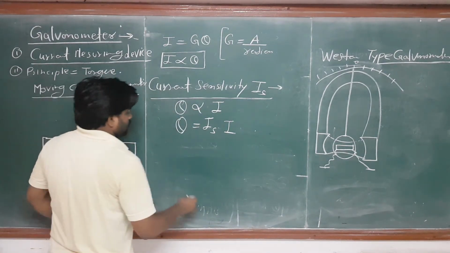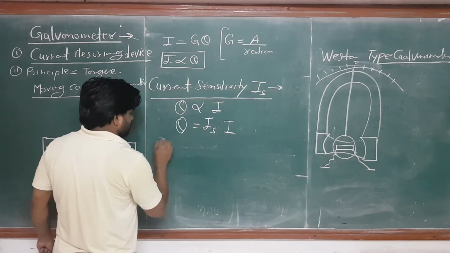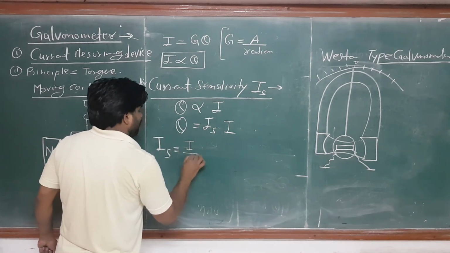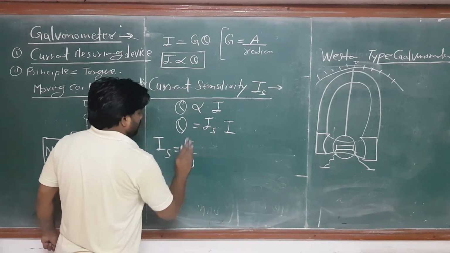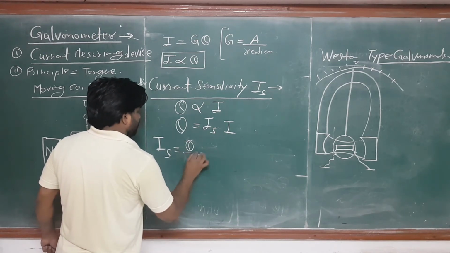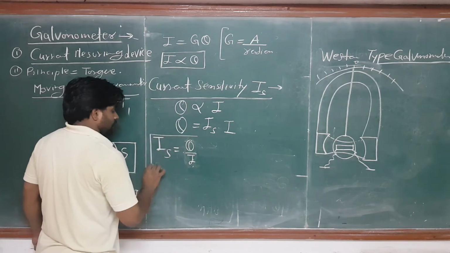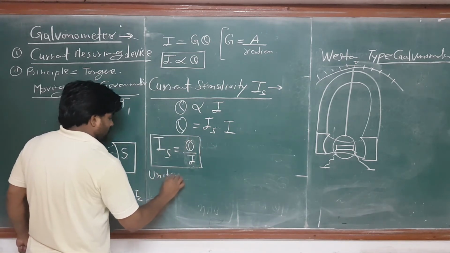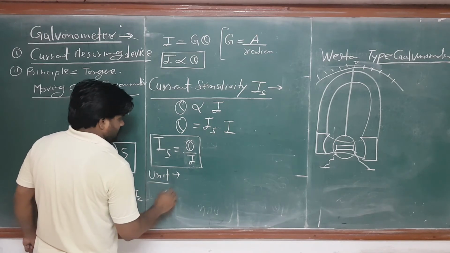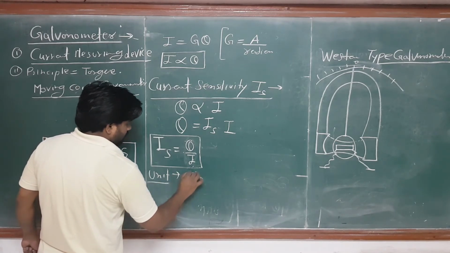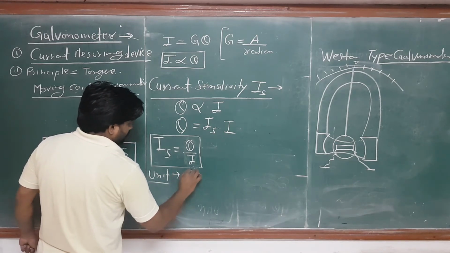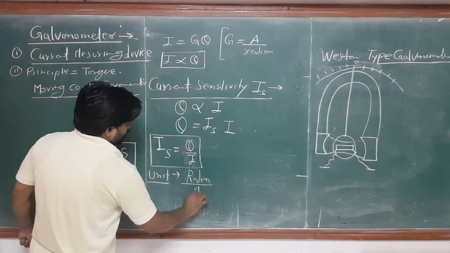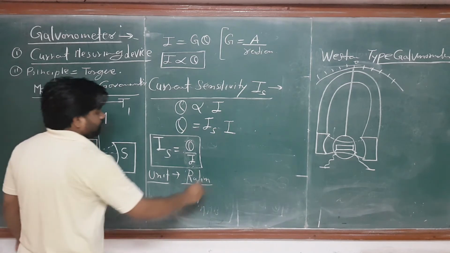So Is is equal to theta by I. This is called the current sensitivity. Unit: what will the unit of theta by I be? Radian per ampere. Books also have divergence per ampere. You can convert the dimension formula. Right?